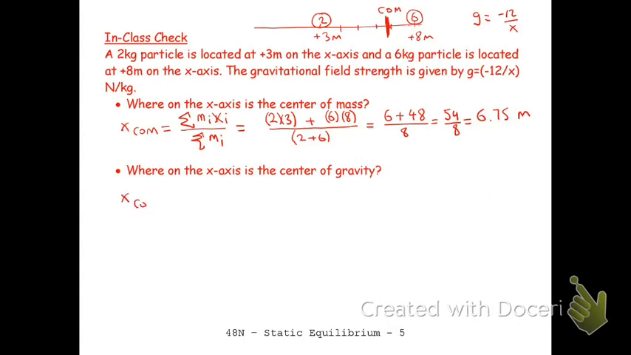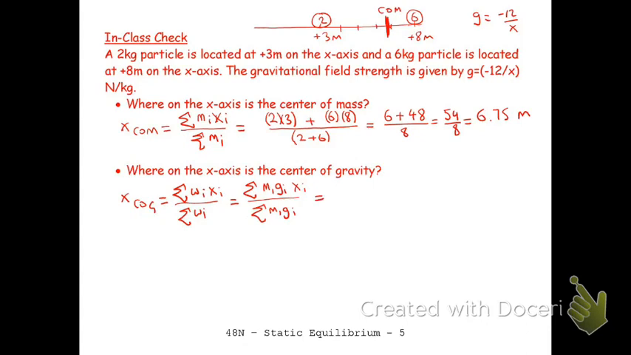X center of gravity is equal to, and frankly, it just crossed my mind, but it might be worthwhile writing down the sum of WiXi over the sum of Wi, because that's easy to remember. And then you know that that is going to be the sum of MiGiXi over the sum of MiGi.